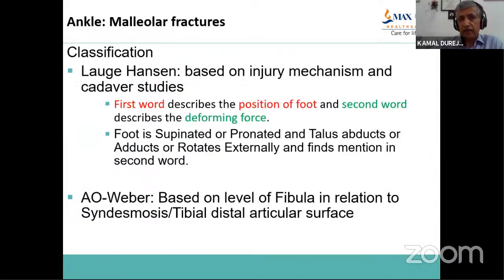Malleolar fractures have been classified in two different ways: the Lauge-Hansen system, which is based on injury mechanism, and the Weber system, which is based on the level of the fibula. The Lauge-Hansen system has a first word which describes the position of the foot, and the second word describes the deforming force.